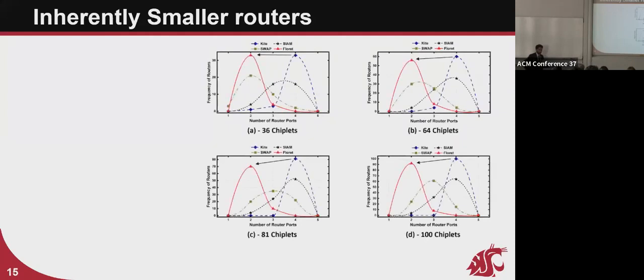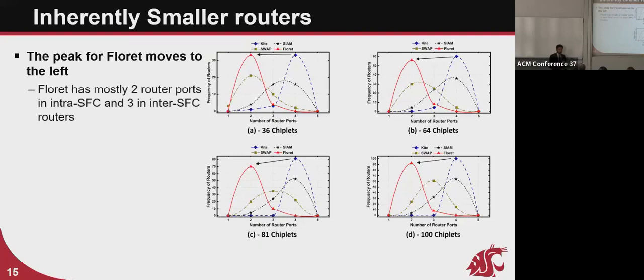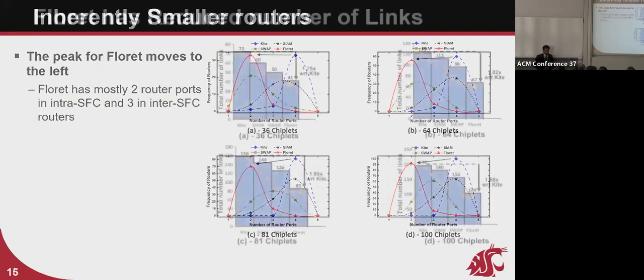As we can already see, because we have this Floret architecture where we are just connecting one chiplet to its predecessor and the next one, we have smaller router ports, which is the explainability idea of why this works better. We can see all the other architectures, Kite, SIAM, Swap, and Floret, where the number of router ports is smaller. So the peak of Floret in router port configuration moves towards the left, where we have mostly 2 ports, and 3 in case of inter-SFC, so we can give that redundancy.